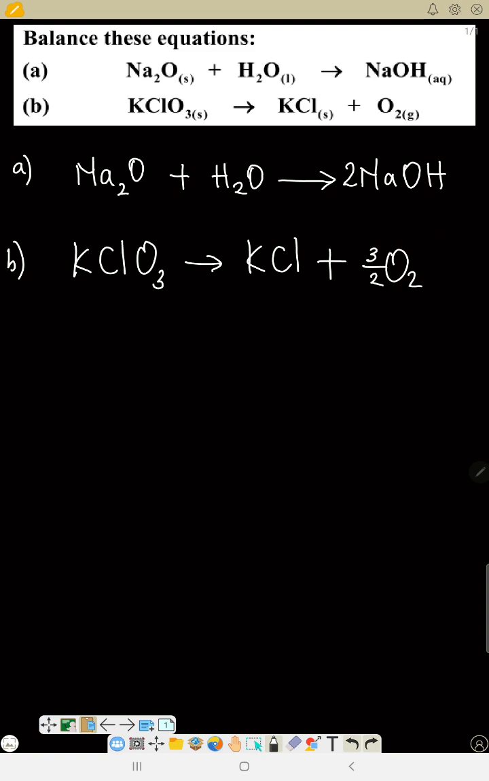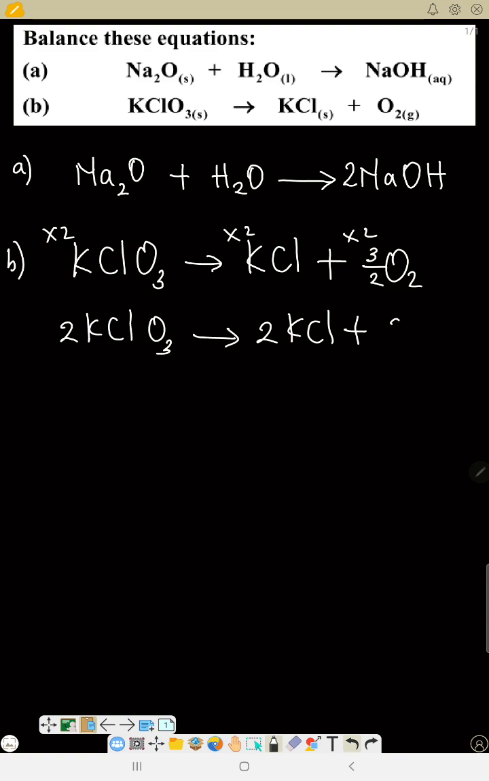So how can you now remove this 2? So you are going to multiply everything here by 2. So this will be 2 KClO3 to give 2 KCl plus 3 O2, because these 2 will cancel the 2. So now everything is balanced.